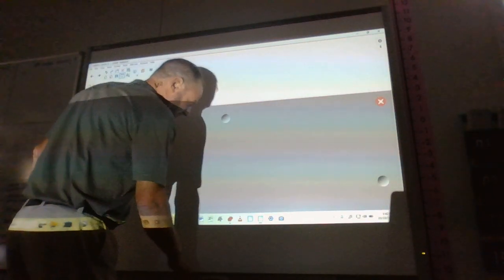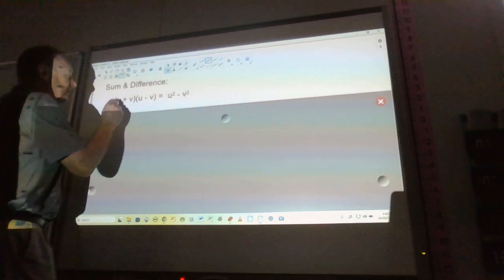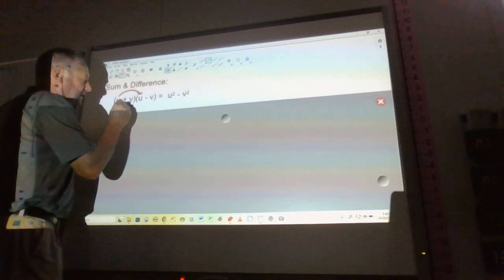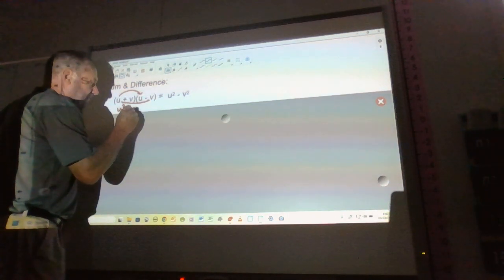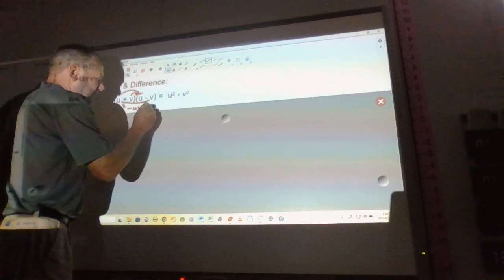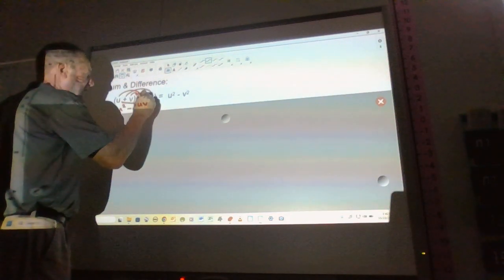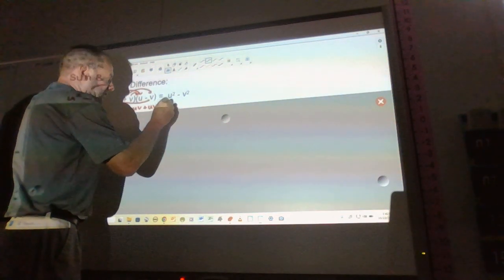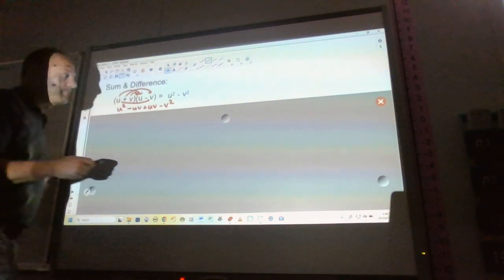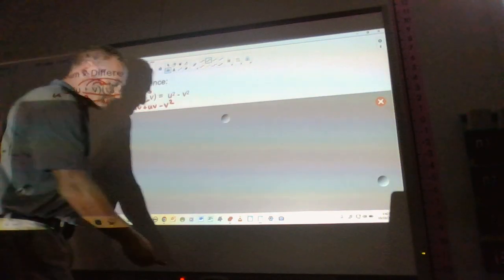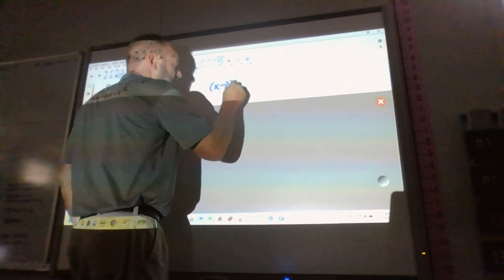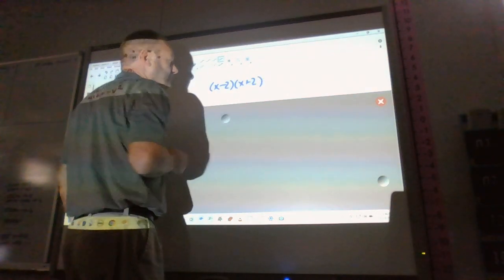Okay, so why is that? Well, if I take this and I FOIL it, first is u squared. Outside would be u times negative v would be negative uv. Inside would be v times u, which is positive uv. And then last would be v times negative v would be negative v squared. And these two lovely things cancel out. You're left with this. Okay, so an example of this would be like x minus 2 times x plus 2.